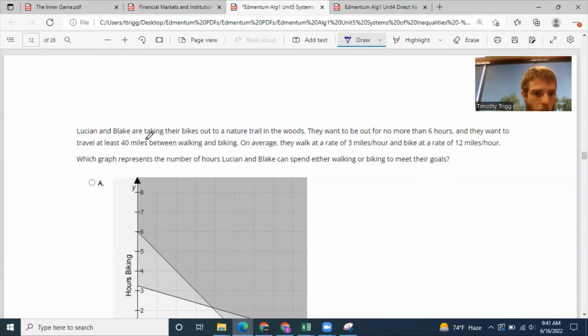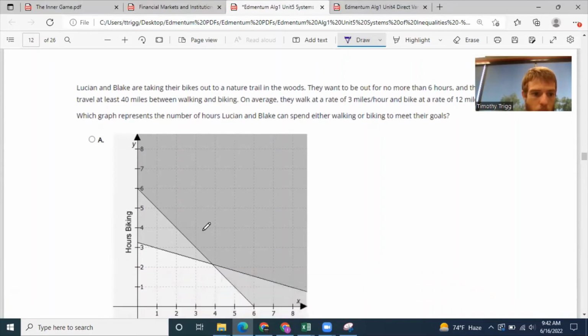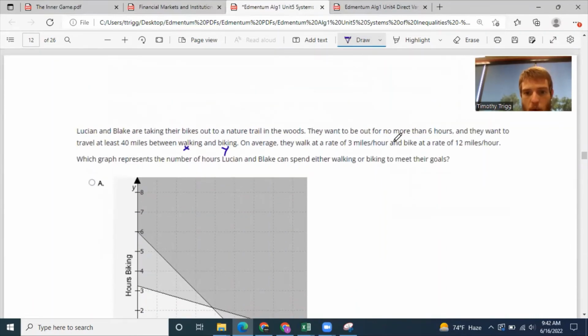Lucien and Blake are taking their bikes out to a nature trail in the woods. They want to be out for no more than 6 hours, and they want to travel at least 40 miles between walking and biking. Okay. So walking is going to be our X, and biking is going to be our Y. Now it says they want to be out for no more than 6 hours. So the amount of time spent walking plus the amount of time spent biking, we want no more than 6 hours, so that needs to be less than or equal to 6.